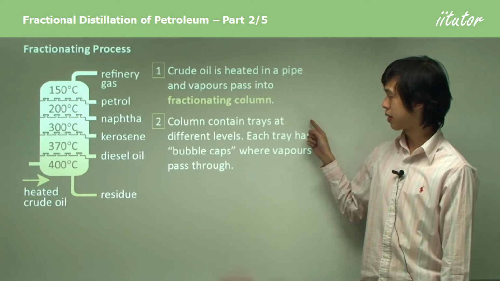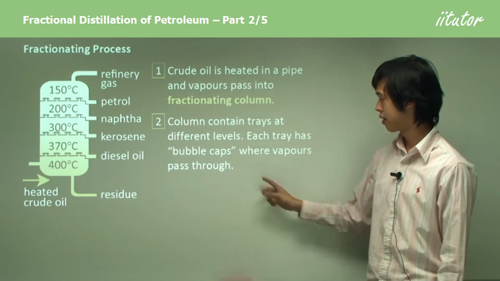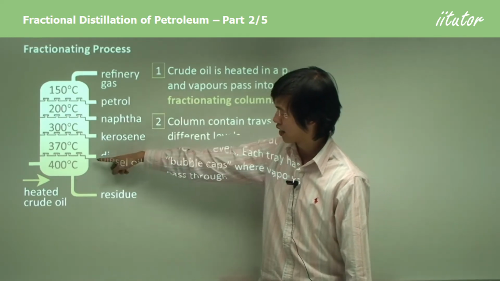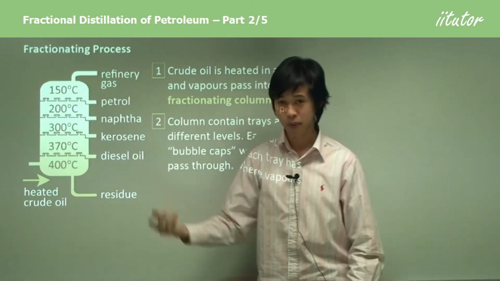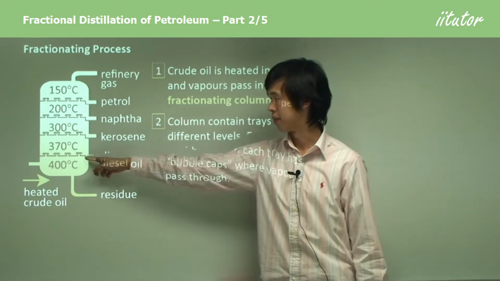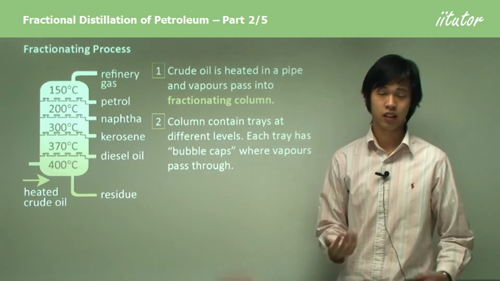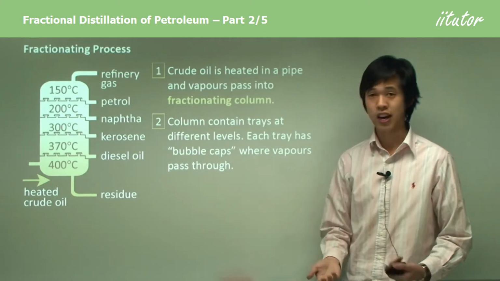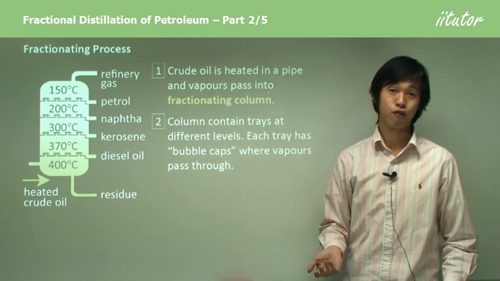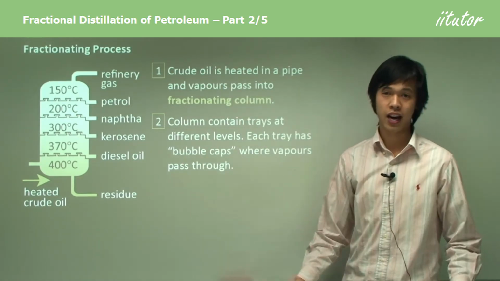Then the column contains trays at different levels, and each tray has a bubble cap where vapors pass through. So here are the trays. As you can see, there's a black line at each temperature. And those trays have holes in them with these bubble caps on top, okay? And those bubble caps help to condense the gas once we've got to the right temperature. So it'll help to condense these gases before they escape up the top and out of our fractionating column.